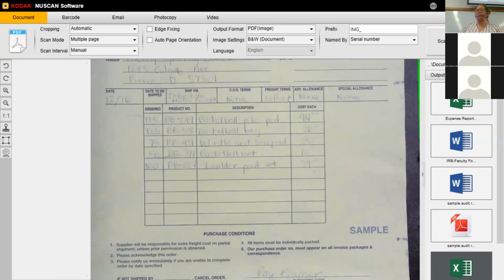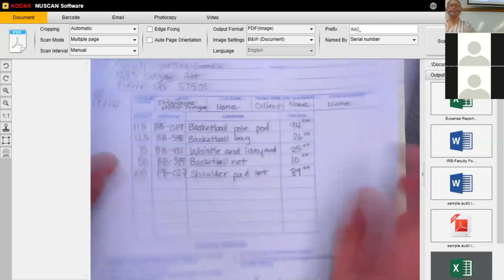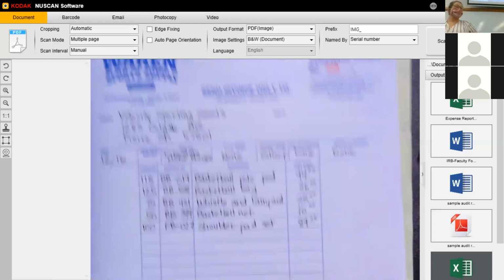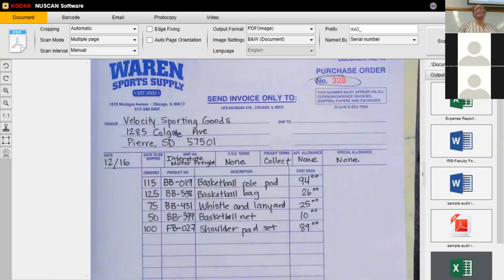So now we've authorized the purchase of goods on behalf of Warren Sports Supply. We will now receive on Wednesday, no, today is Wednesday, good gracious. On Friday, we'll practice receiving the goods and we'll start with the cash disbursements process.